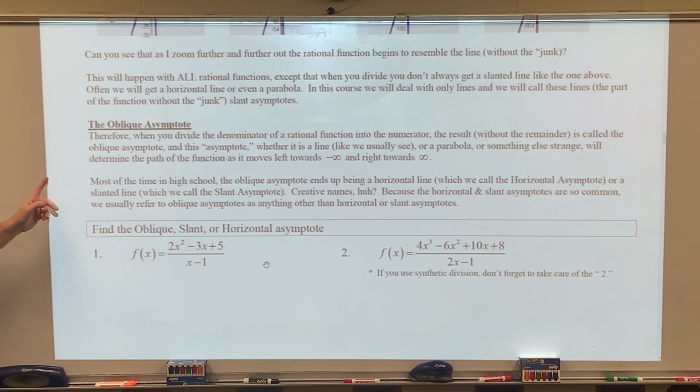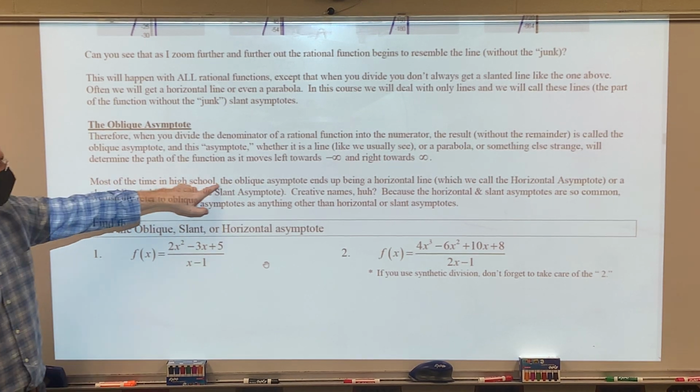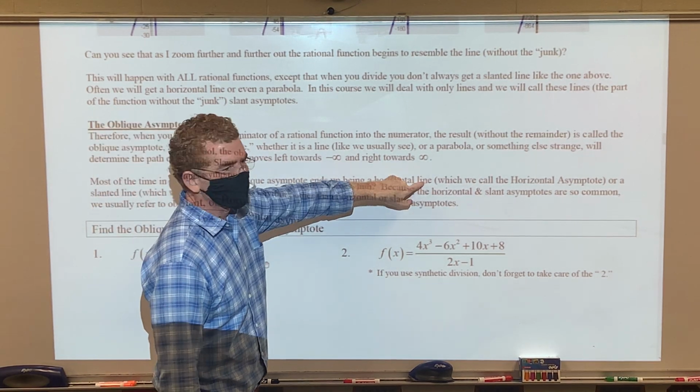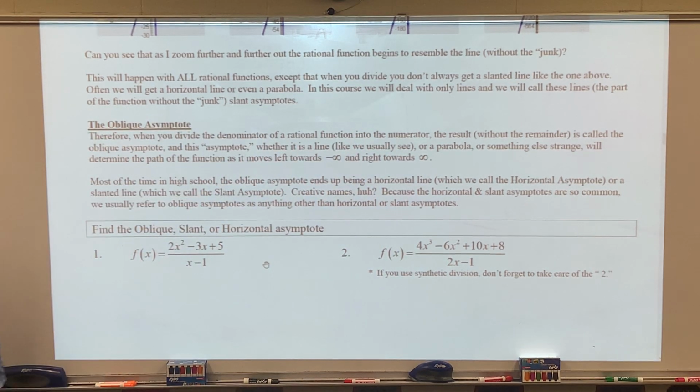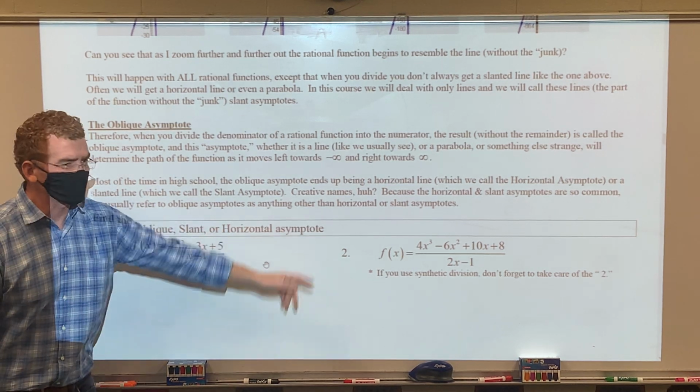But anyway, you can see right here, most of the time in high school, the oblique ends up being a horizontal line because they just refer to anything that is an oblique. But old school textbooks don't do that. They kind of say slant, horizontal, slant, and then anything else is an oblique. But whatever, I'm not going to quibble about that. So I'm saying, find your asymptote, whatever it is.